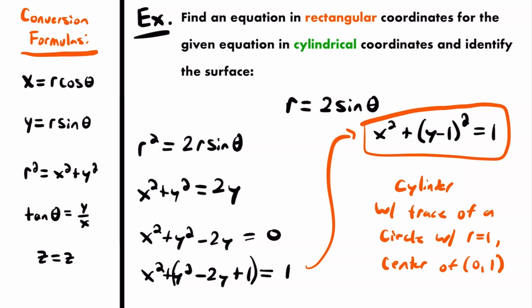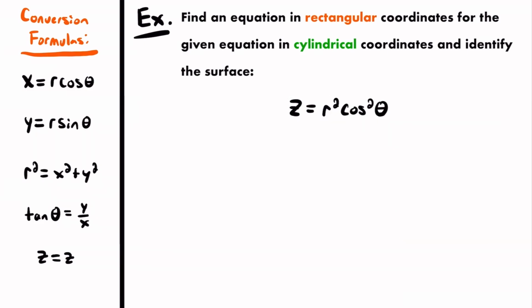All right, let's take a look at one final example for this video. Okay, so for our last example, we want to find an equation in rectangular coordinates for the given equation in cylindrical coordinates and identify the surface. All right, so it's the same thing we've done for the last couple examples, except we have a different equation in cylindrical coordinates. We have z equals r² times cosine squared theta, and at first this looks pretty tricky.